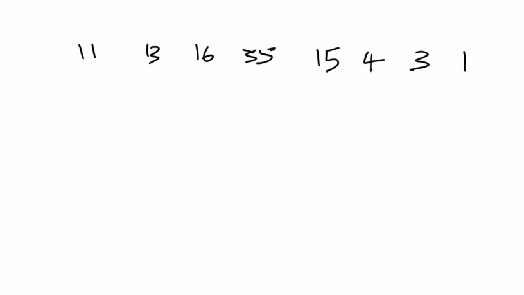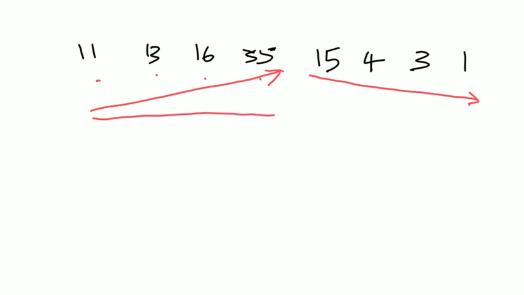Now, what can you see in this sequence? We have 11, 13, 16, 35. This is an increasing subsequence. I mean, the order of this subsequence is ascending, and we have this subsequence 15, 4, 3, and 1. As you can see, this is in descending order. So we have the ascending part and the descending part. Now we call this a Bitonic sequence.